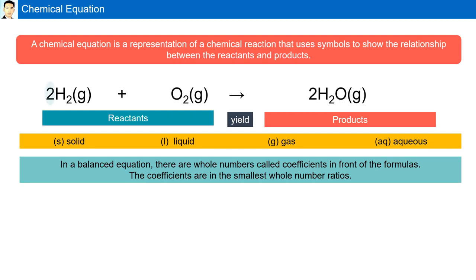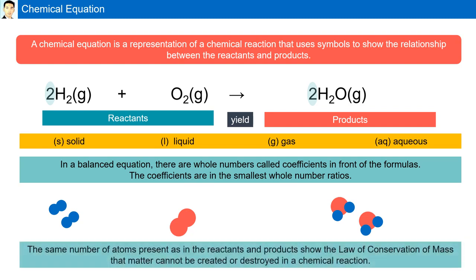In this example, we have a 2 in front of the hydrogen, which means that there are 2 diatomic molecules of hydrogen present, for a total of 4 atoms. There is a 1 in front of the oxygen, but it is understood, so there's 1 molecule of oxygen, while there's a 2 in front of the water, indicating that there are 2 molecules of water present. The same number of atoms present in the reactants and products illustrates the law of conservation of mass, that matter cannot be created or destroyed in a chemical reaction.